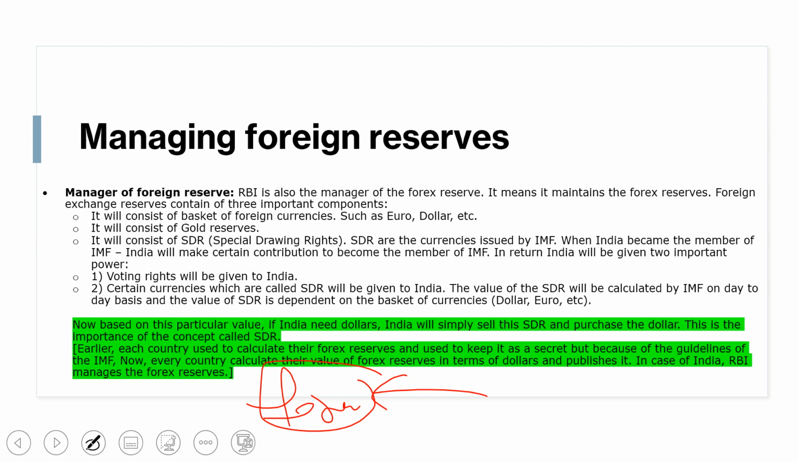But now the country which comes under the IMF, there is a guideline that you have to calculate whatever currencies you have. We don't care, euro or whatever the other currencies, rupees and all, you have to calculate in the form of dollar only. Okay, and thus we will be able to calculate it. So whatever you have, other currencies, pound also, euro also, Japanese yen also, Canadian dollar, Australian dollar, Swiss franc, whatever you have, just calculate it in the form of dollar, and then you have to make it public.